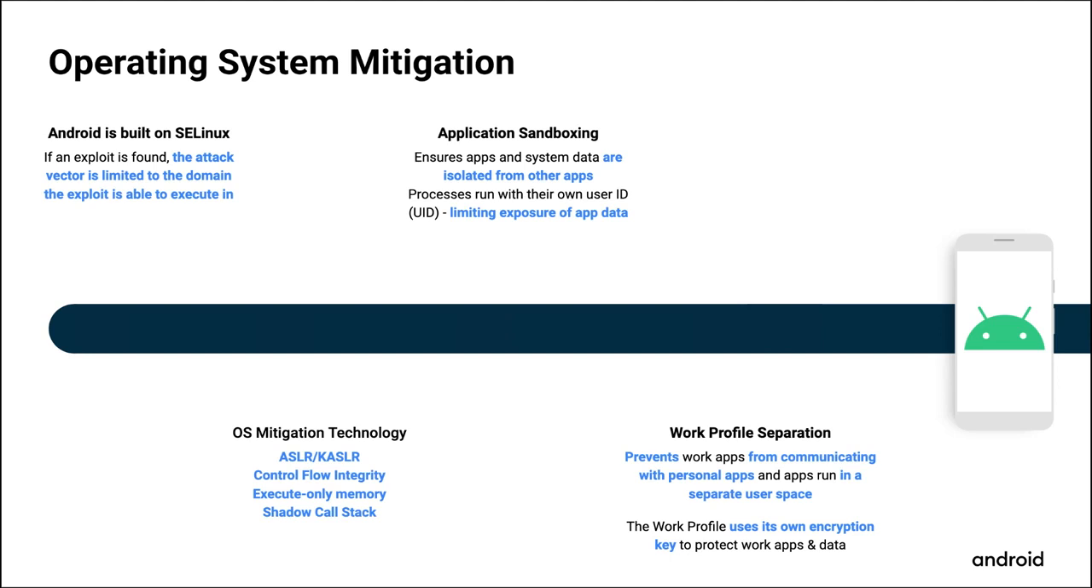Now, the operating system. Remember, the operating system sits on top of those hardware-based security capabilities on the devices. The first is SE Linux, or Security Enhanced Linux. Android is built on SE Linux. It uses that kernel to secure the operations of the operating system.